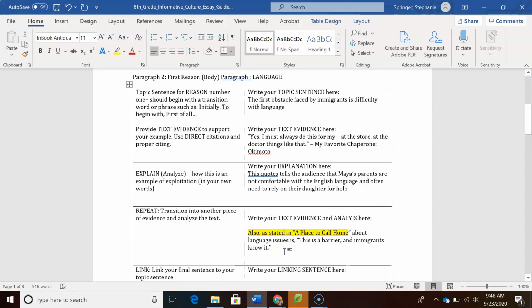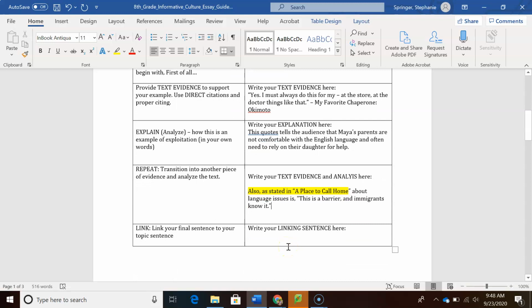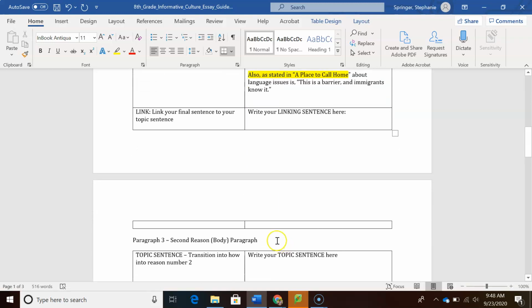I'm doing the lead-in. Over here, I didn't. I just reminded myself that I had to put it in my writing. Here I actually did it as part of my text evidence. When we do a repeat, we need text evidence and analysis. So please remember that when you do the analysis part, you are focusing on why this is important. How does this explain the prompt? And then we're going to link it back. The next thing that I want you to focus on in paragraph 3, which is our second body paragraph, is going to be financial.